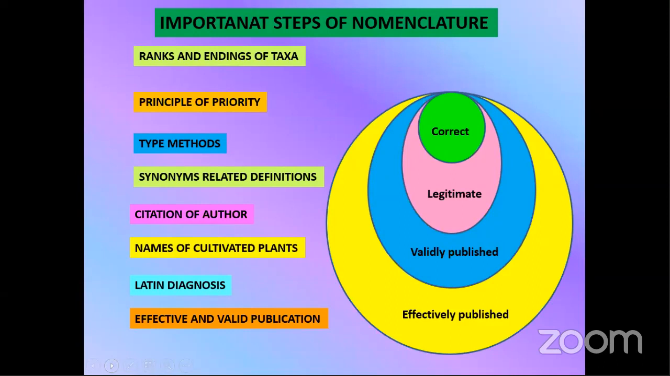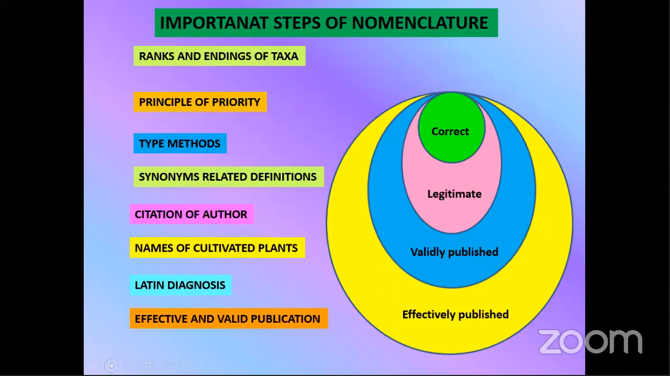And then type methods. It is an important thing in the steps of taxonomy. And next, synonyms and related definitions. So when we are giving any names, we should see the synonyms also, whether any names are already there related to our proposed taxa. And finally, citation of author.